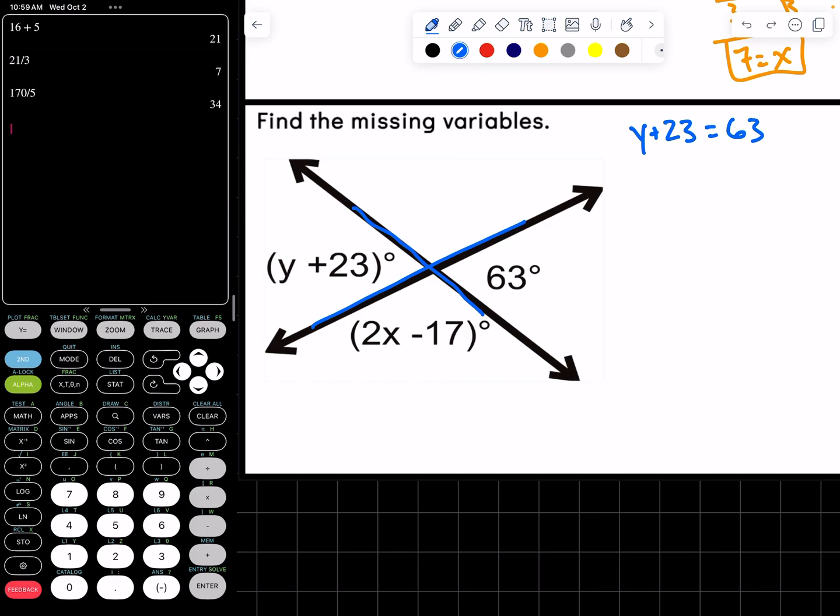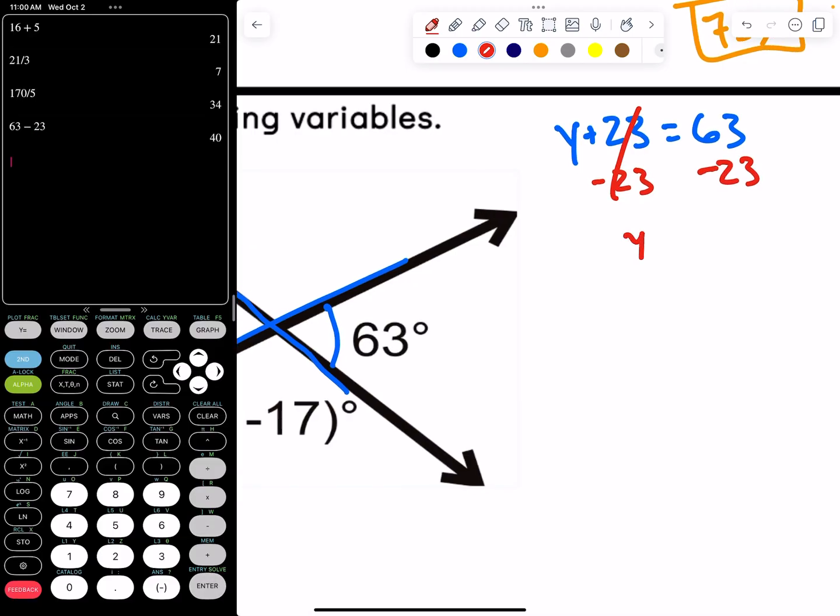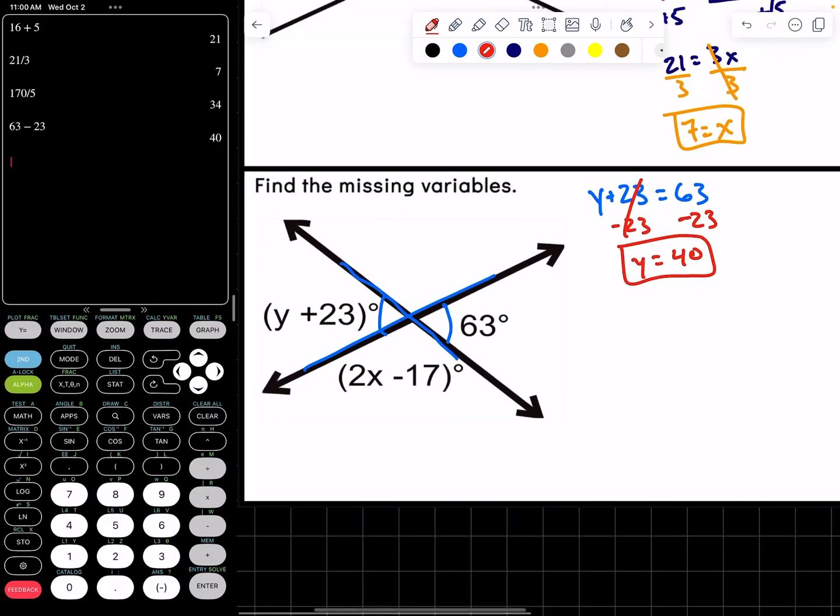I'll go on ahead and go on the inside of that. These two angles are congruent, so I can set them equal to each other. Y plus 23, I want to get y by itself, so I subtract 23 because subtraction is the inverse of addition. Y plus 23 means I need to subtract 23. 63 minus 23 equals 40. So I can plug that in for this y.